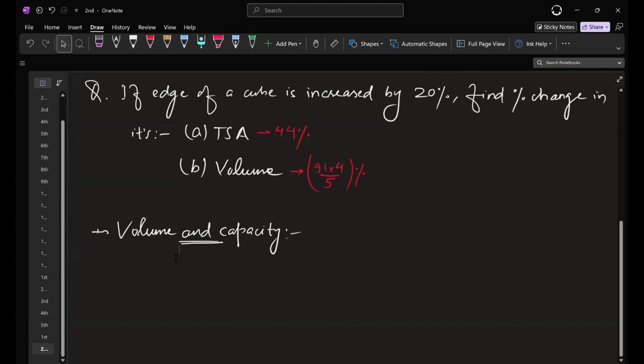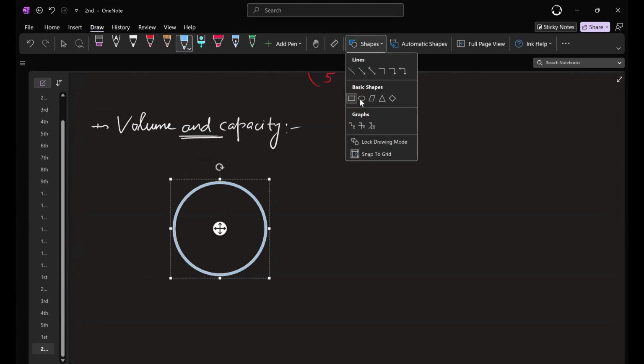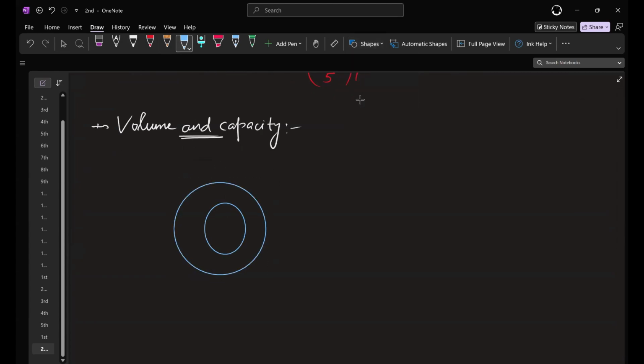Okay. So these two terms are basically used interchangeably. But say, for example, we have a container, something like this. When we talk about the volume of this container, we are seeing it from the outside, right? No one has told us that this container is actually hollow from inside, that this space is empty.